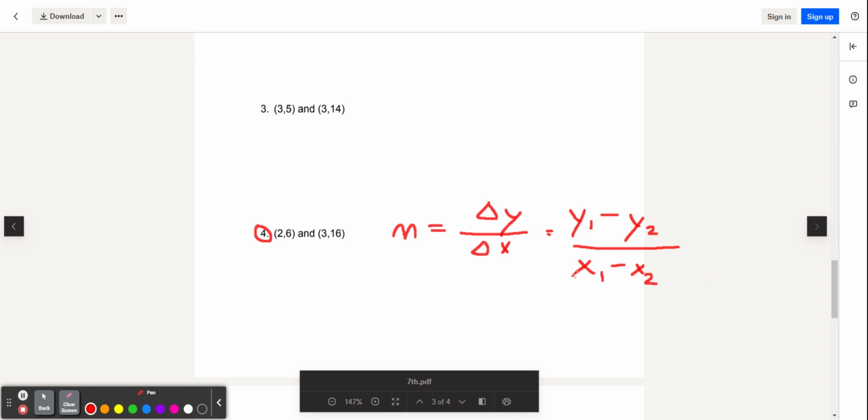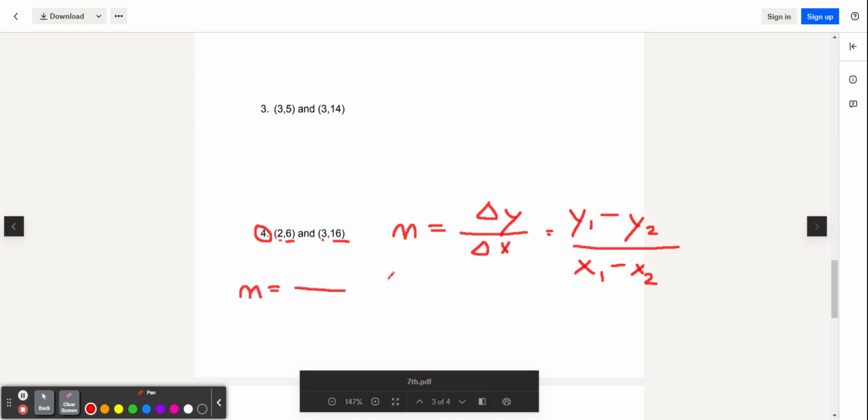Note that it's y over x. Or sorry, not change in slope. Just slope is change in y over change in x. Now, the second coordinate is the y value, and the first number is the x value. So, let's plug these numbers in.